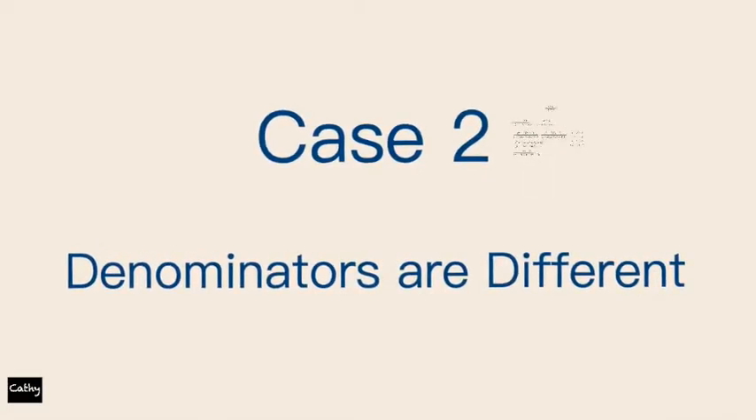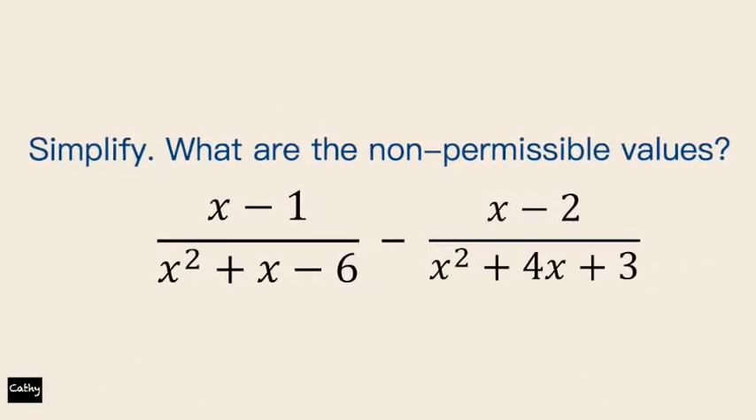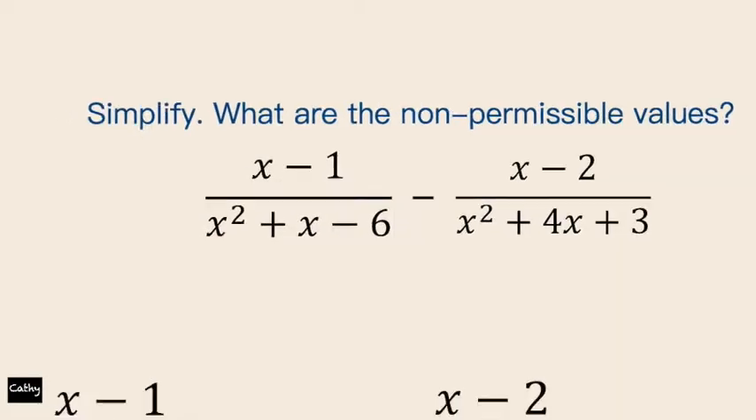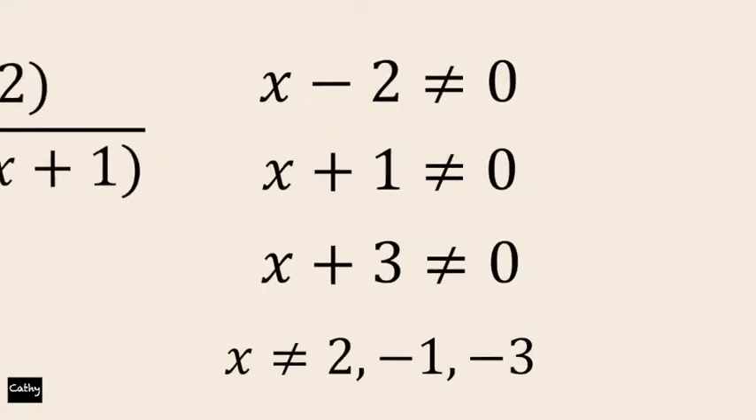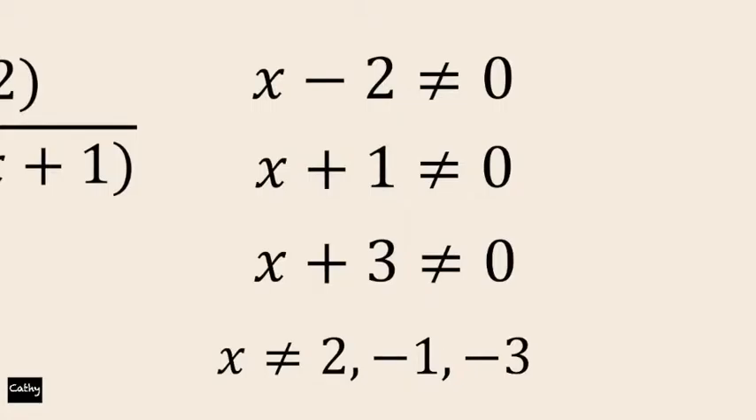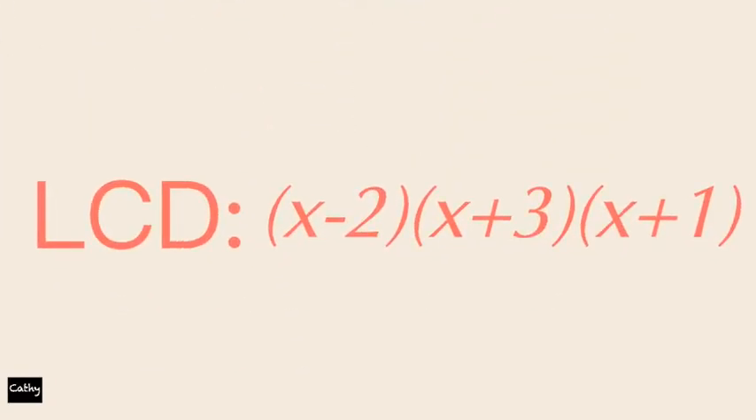Denominators are different. Simplify. What are the non-permissible values? The first thing we need to do to this expression is factoring. After factoring, we have x minus 2 times x plus 3 and x plus 1 times x plus 3 in the denominators, so we can determine the restrictions of this expression. Because x minus 2, x plus 1, and x plus 3 cannot be 0, x cannot be 2, negative 1, and negative 3. And then the LCD of this expression should be x minus 2 times x plus 3 times x plus 1.